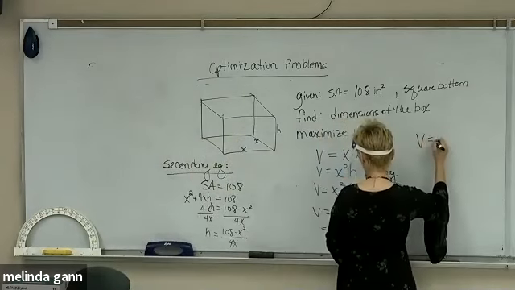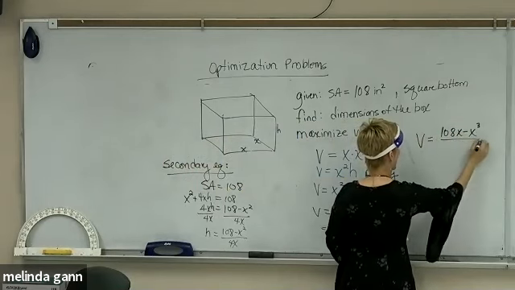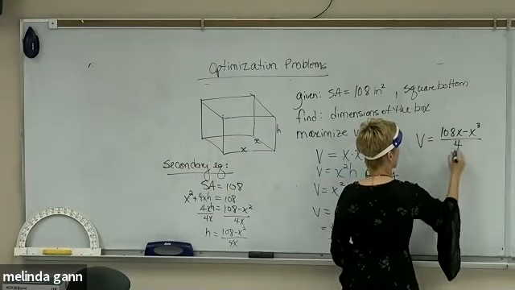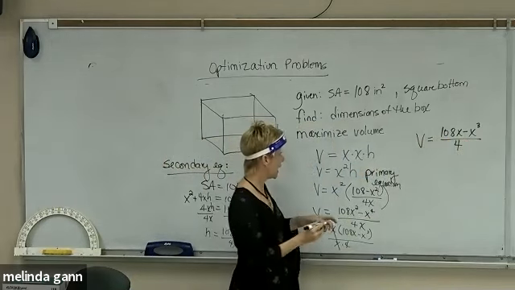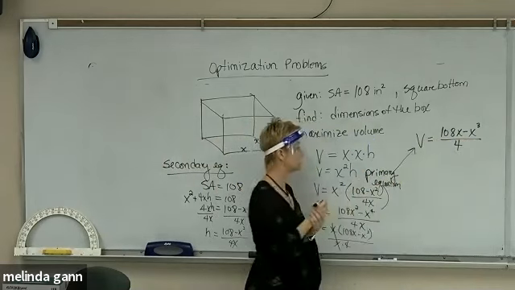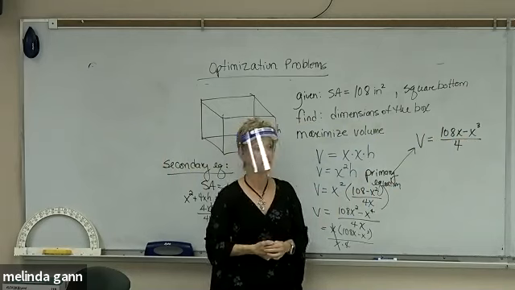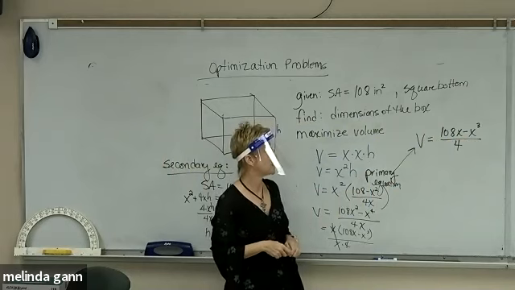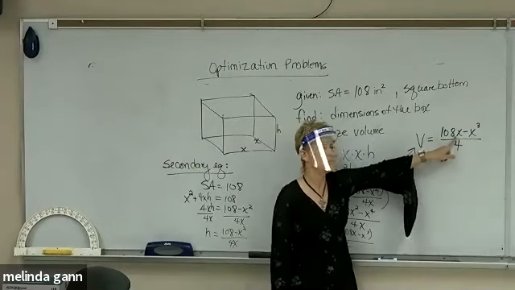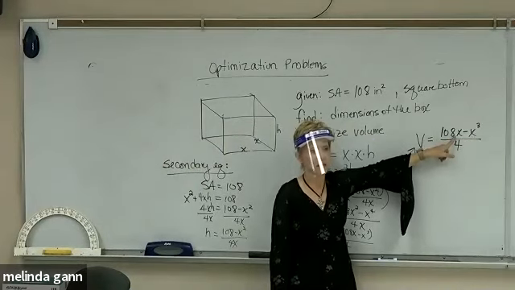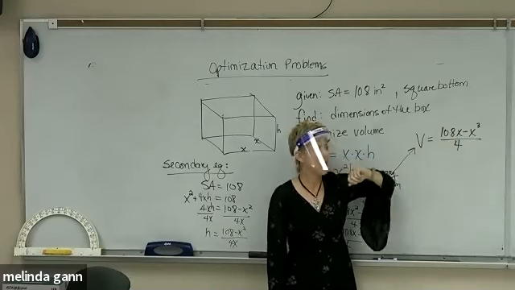So my volume formula is 108x minus x cubed all over 4. And that's my primary equation. Everybody with me so far? So according to step number 5, once I've got my primary equation with one independent variable, which is x here, what do I do? I take the derivative.